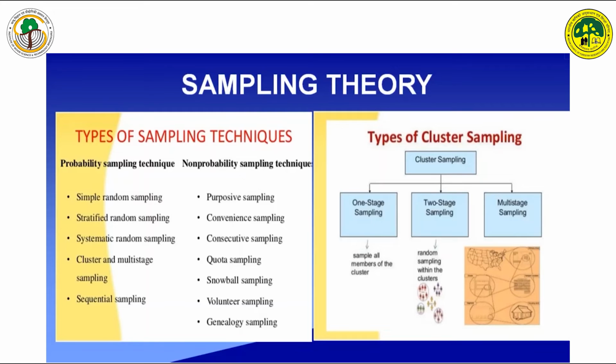And cluster and multi-stage sampling. You have to group them into the particular rice, then you can draw the sample out of that. You make the cluster, and multi-stage sampling can be addressed. And sequential sampling. Every first kg, then next kg, that way you make the draw of the samples through sequential sampling.